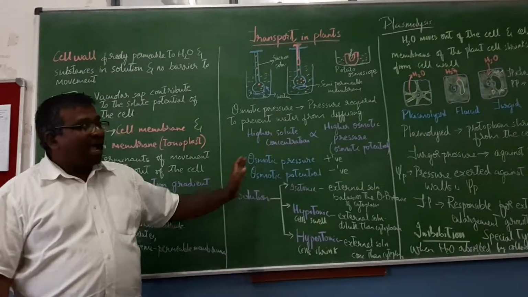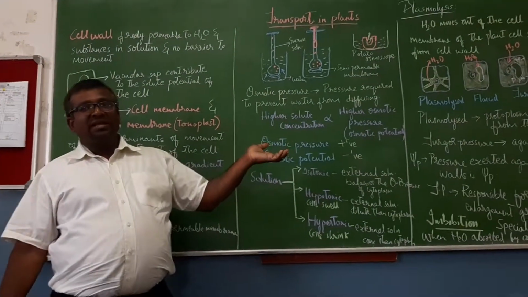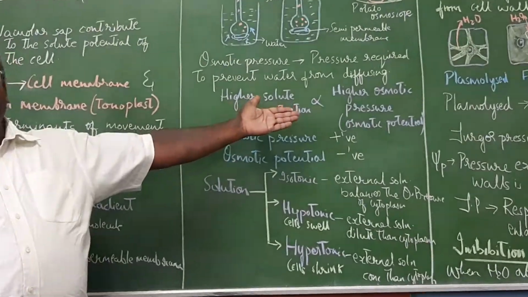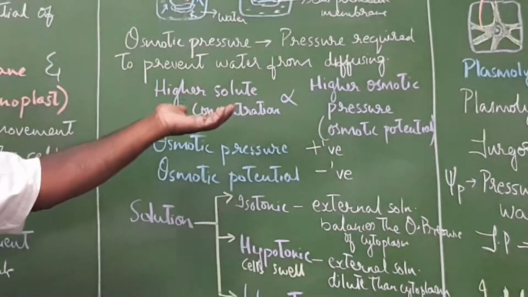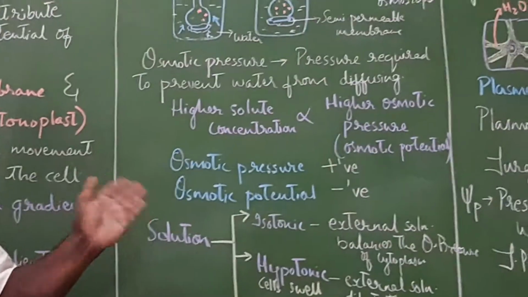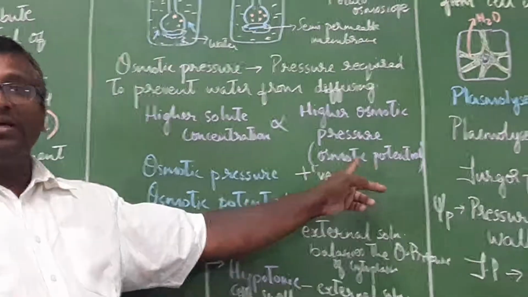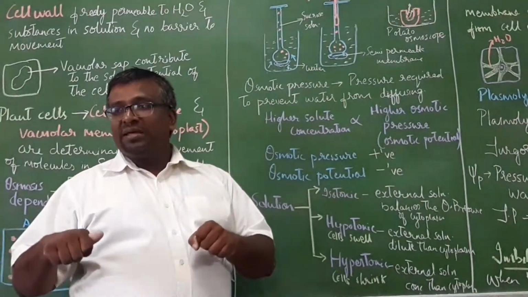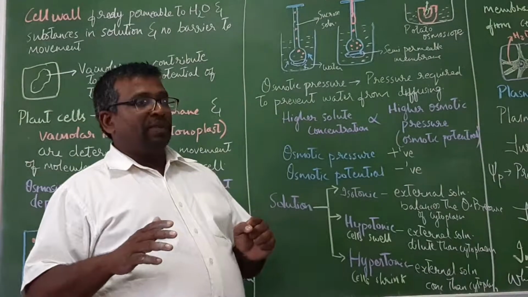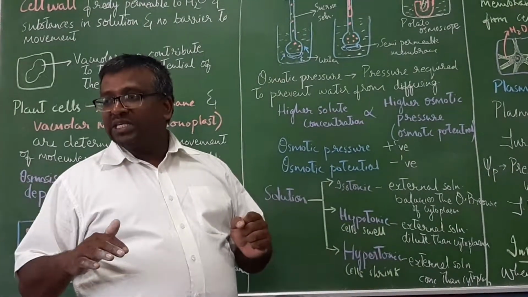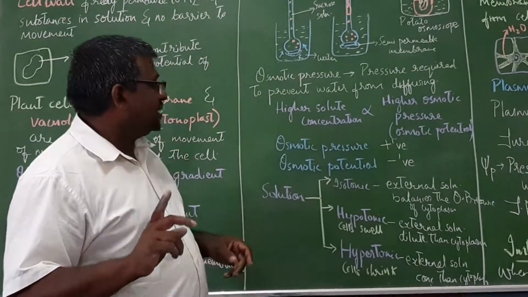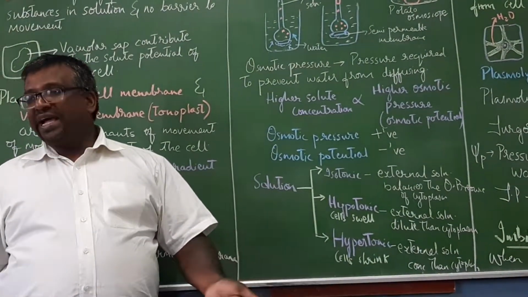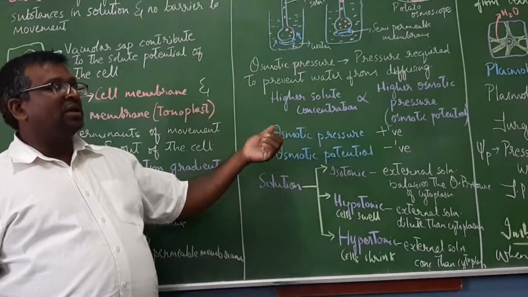Okay. So now, if there is a higher solute concentration, it increases the osmotic pressure. Higher will be the osmotic pressure. It is directly proportional. Osmotic pressure is also called osmotic potential. What is osmotic pressure? The pressure required to stop the water from diffusing, or water from undergoing osmosis. That we call osmotic pressure. So the osmotic pressure is positive, osmotic potential has negative values. So you should remember these things.